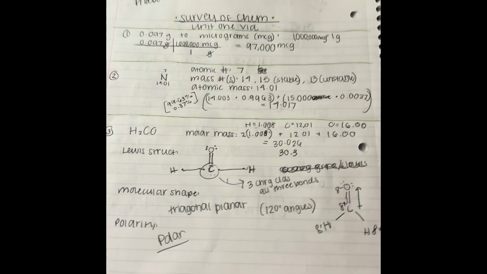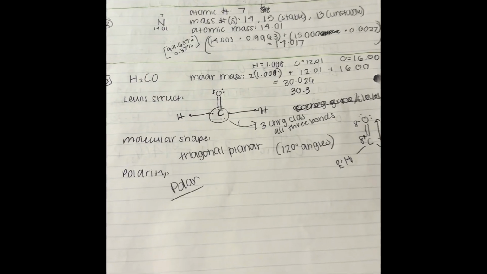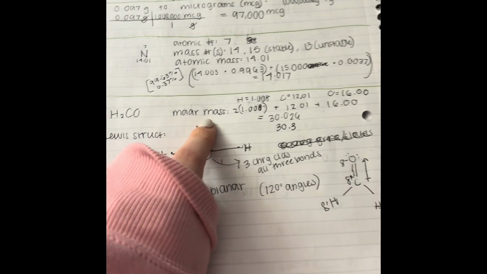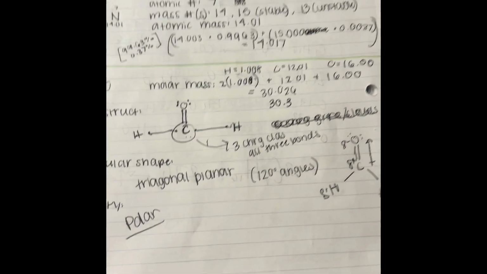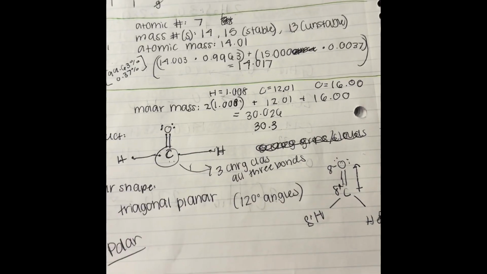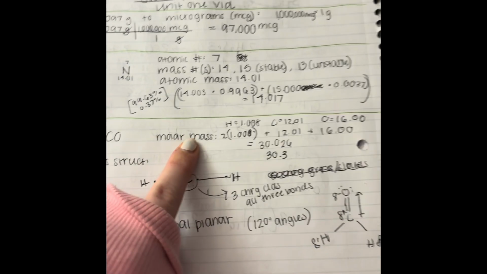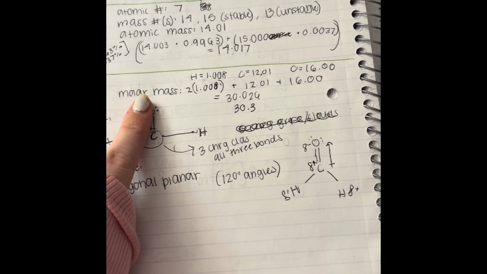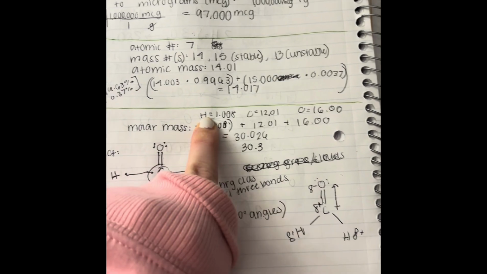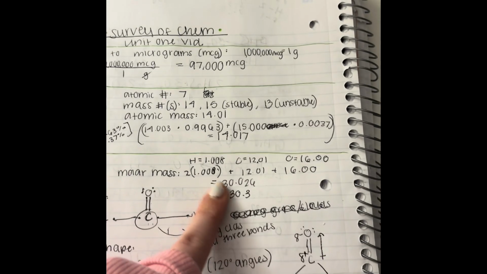Finally, number 3. We're going to answer the following questions about H2CO, or formaldehyde. So first is, what is the molar mass of this compound? To find the molar mass, we're going to simply add the molar mass of each of the elements that this compound contains. Molar mass is equal to the atomic mass of an element. So the atomic masses for hydrogen, carbon, and O are listed right here as I found them from the periodic table.